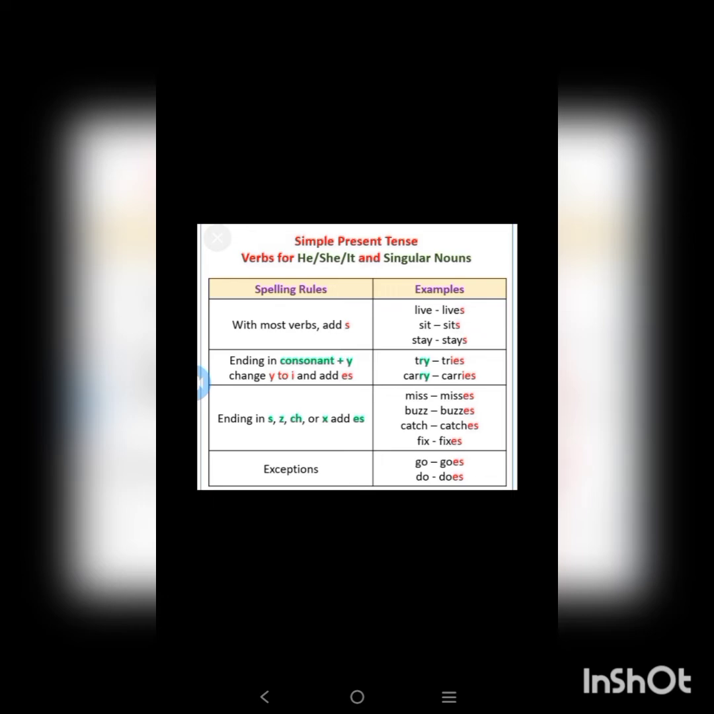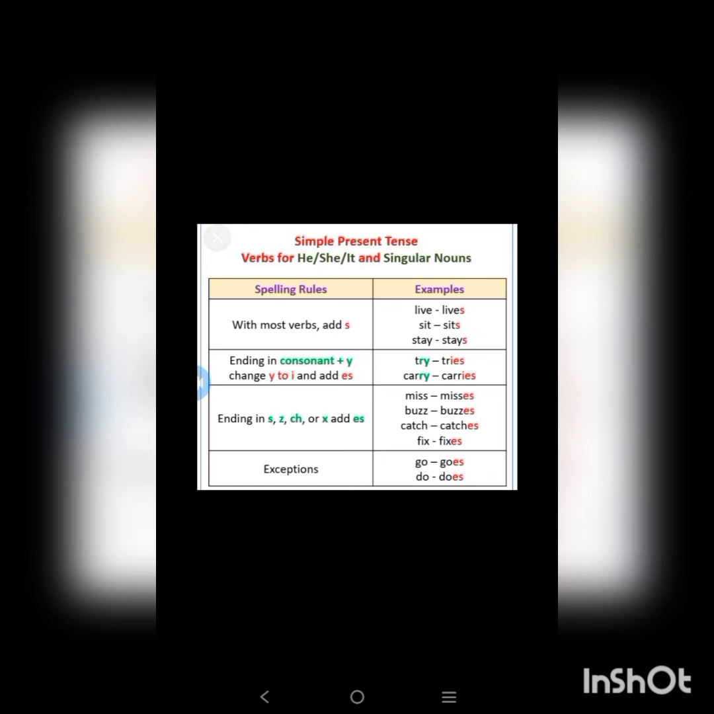Yeah, if the noun or the pronoun is singular, we will add s or es to the verb. See here, some of the plural verbs are there. For leave, we will add s, is it? So with most of the verbs we will add s, okay?